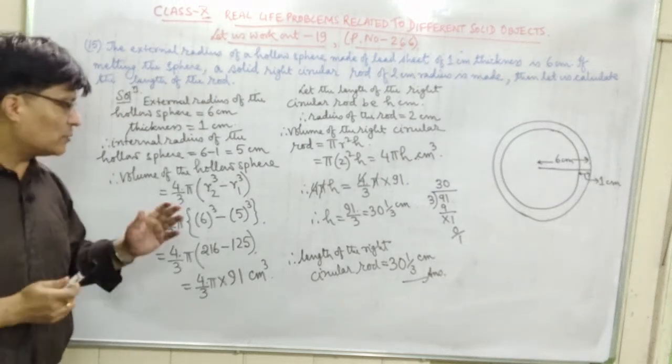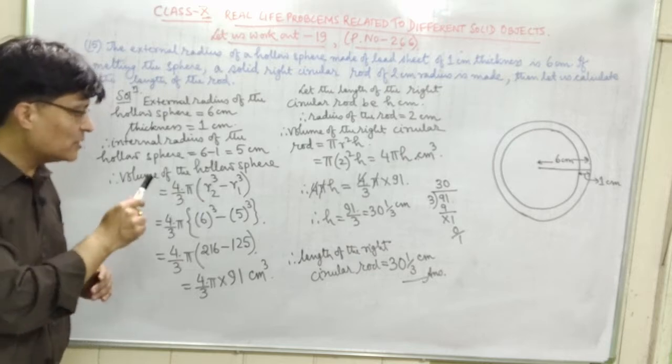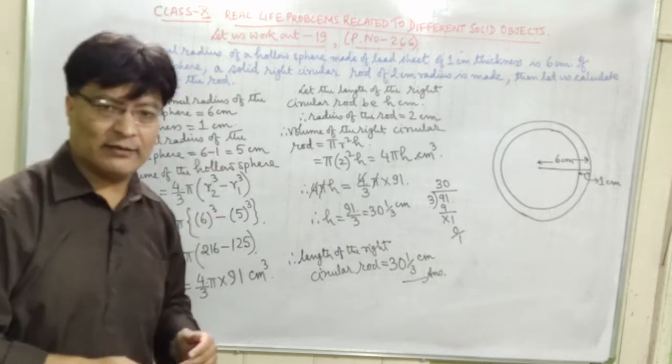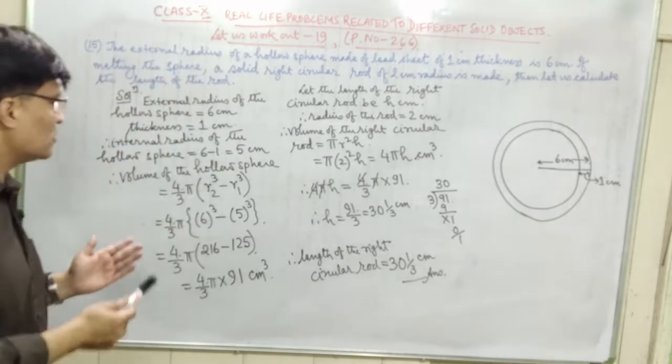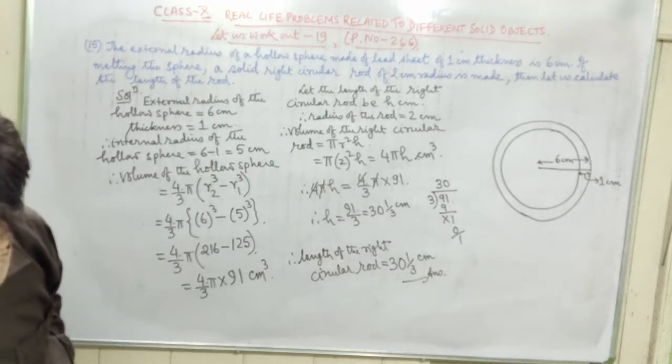So what is the length of the right circular rod? It is 30 whole number, fraction is 1 upon 3 centimeter. So that is the final answer. So I think you have understood it. So you can copy it. Now we'll do the next question.